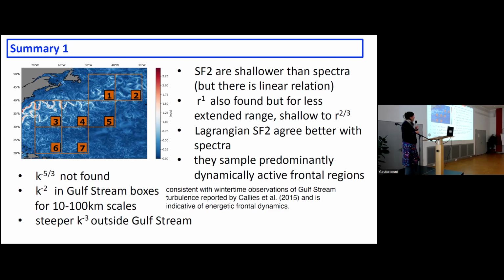And so we also found this k to the minus 2 scaling, but for a less extended range, and then they shallow to 2/3. And actually the Lagrangian structure function agreed better with the spectra. And it's maybe because they tend to sample the dynamically more active regions at all scales, so not only at the small scales. Yeah, so that was the summary of that part.